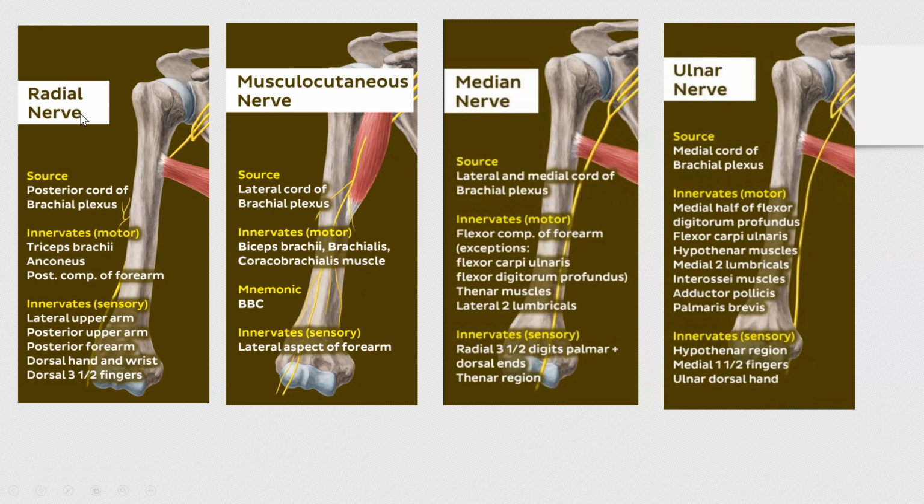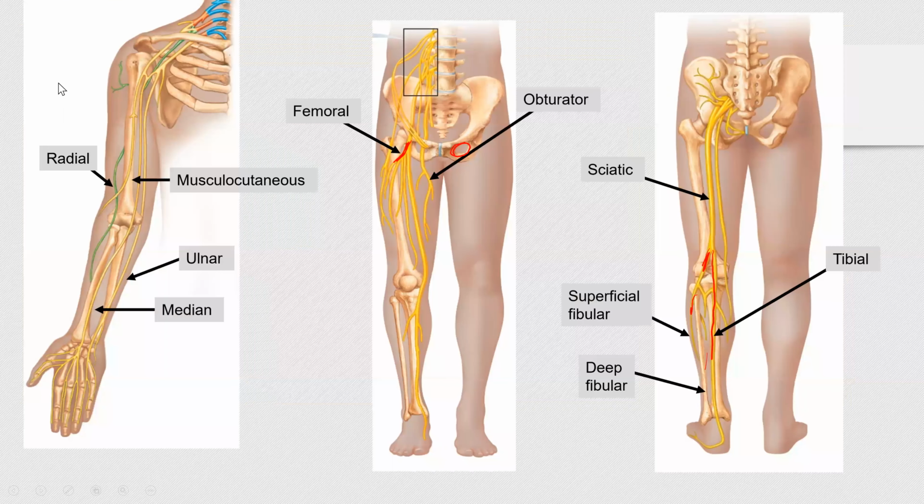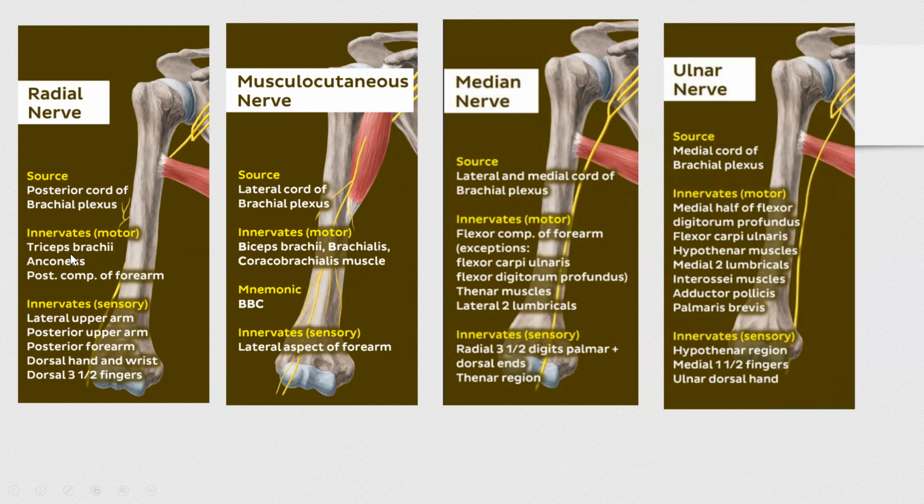So the radial nerve. So let's look, where's this radial? So that's this posterior nerve over here, shown in green. Now the radial nerve innervates the posterior compartment of the arm and forearm. So you have the triceps brachii on the back of your arm, right? That's the posterior compartment, and the posterior compartment of the forearm. So pretty much all your posterior compartments are innervated by the radial nerve. All right, then we have musculocutaneous.